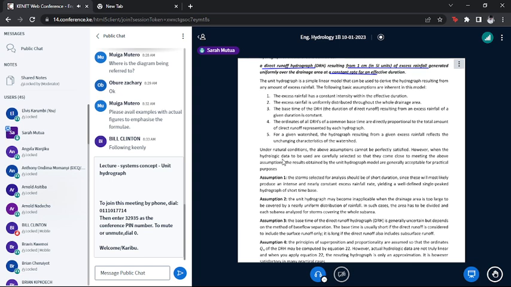It is a simple linear model, and it can be used to generate a hydrograph resulting from any amount of excess rainfall. And we have a number of assumptions. Number one, and before I go to the assumptions, I'm requesting a definition of excess rainfall and some methods that we can use to calculate excess rainfall.